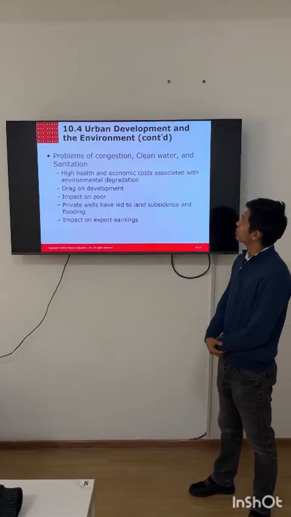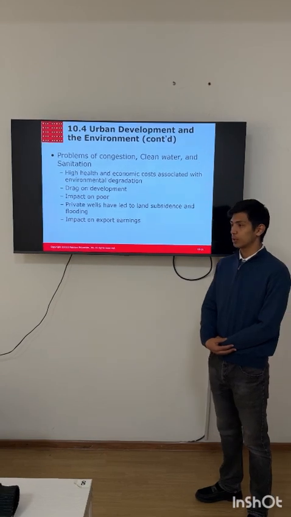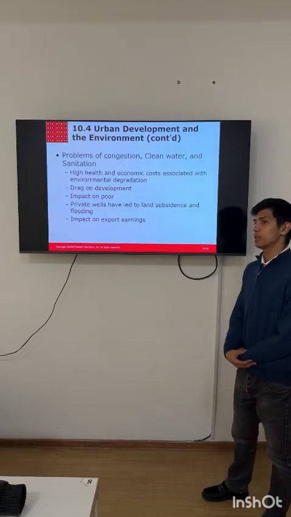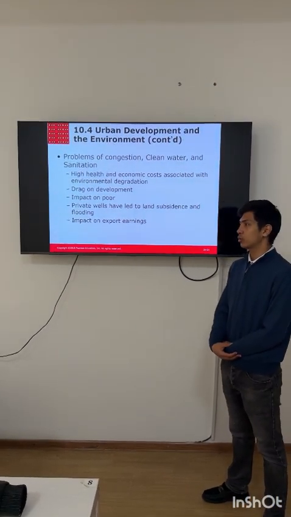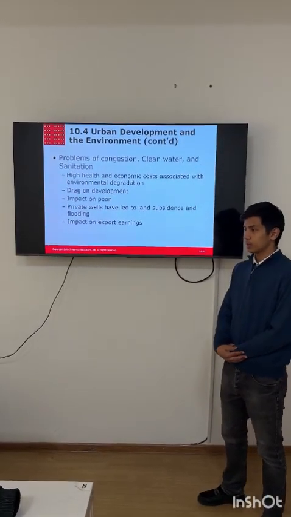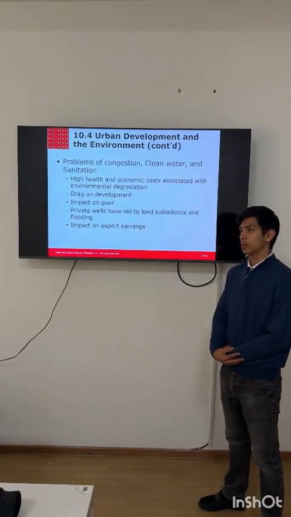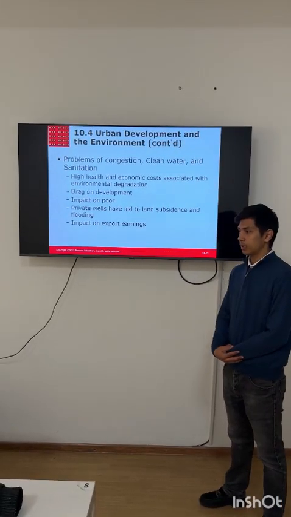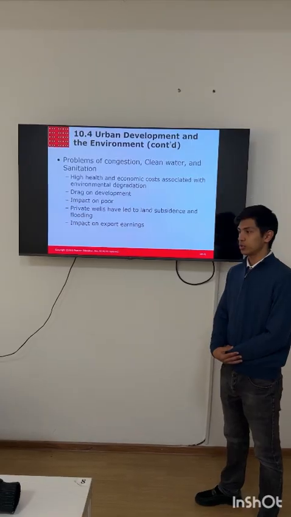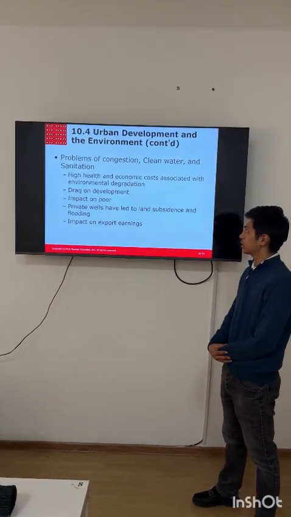Also, let's continue with urban development and the environment. Urban development causes more problems, as I told, such as traffic. Growth is great, but it comes with a bill. I mean, traffic jams don't just waste time, they cost money and health.